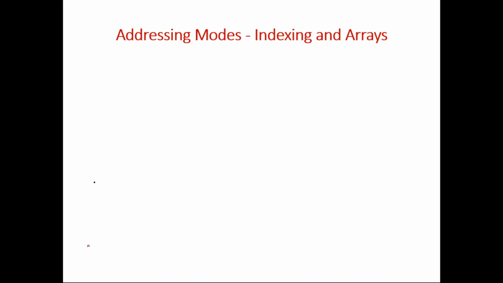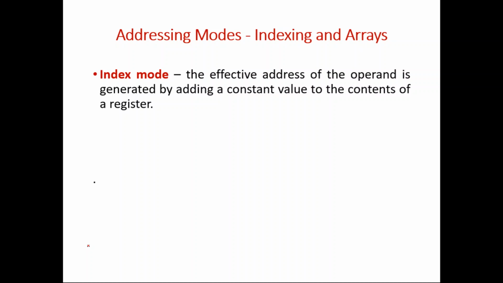Fine. So next we will discuss the addressing mode which is related to indexing. This addressing mode is called index mode. Here the effective address of the operand is generated by adding a constant value to the content of the register. Okay, this is the definition. Here the effective address of the operand is calculated by adding a constant value with the content of a register.